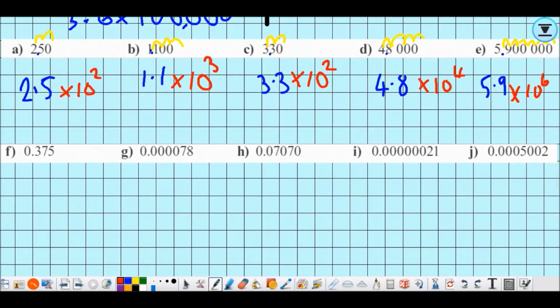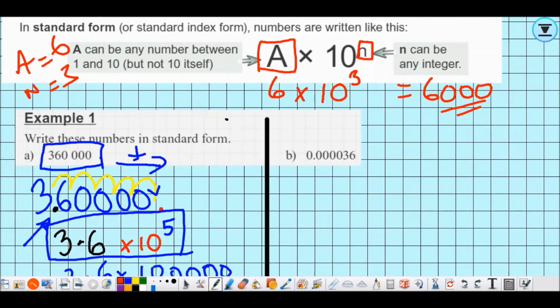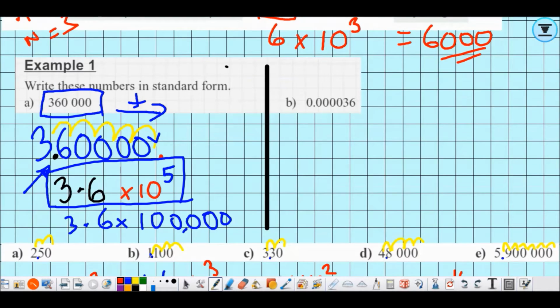Okay, let's have a look at some smaller numbers now. Go back up to the example. This time, again, we've got 0.000036. Same principle, I want to make it between 1 and 10. The only way I'm going to make this between 1 and 10 is putting a little dot in here. So my number is going to be 3.6.